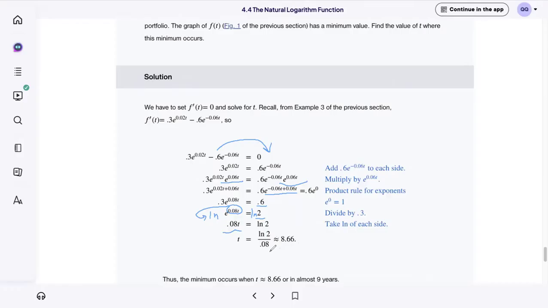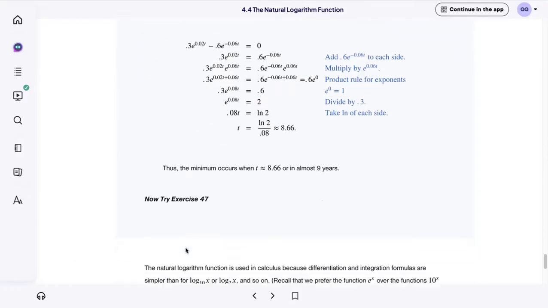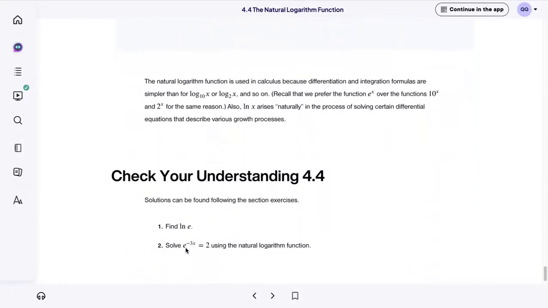Okay, so that's how we solve this. The idea is the same, right? Find the minimum, which means the derivative at the point equals 0. We find the derivative of the function, set it to 0, then solve for the variable. But in this case, the variable is in the exponent, so we have to use a logarithmic form to solve it. All right, that's 4.4.